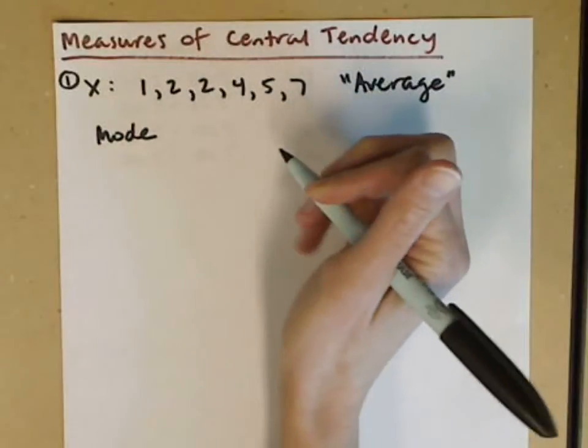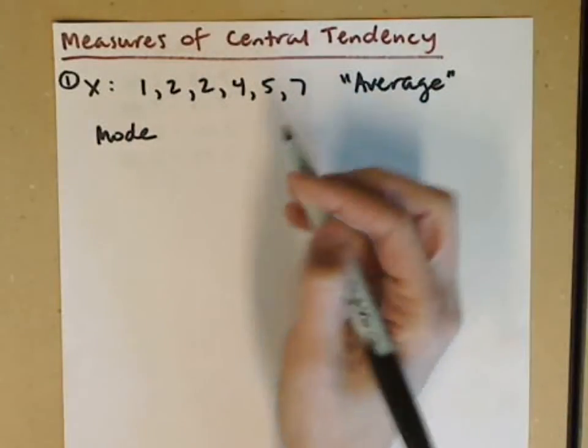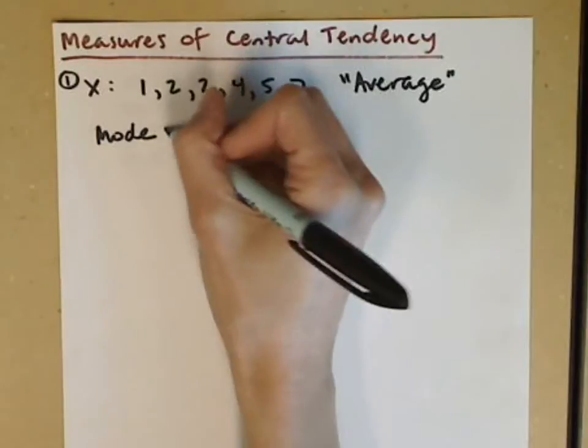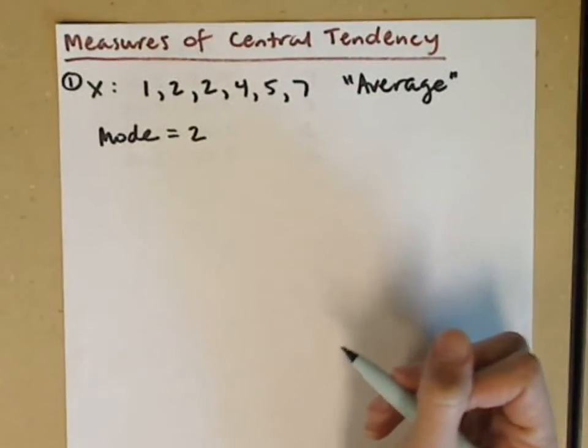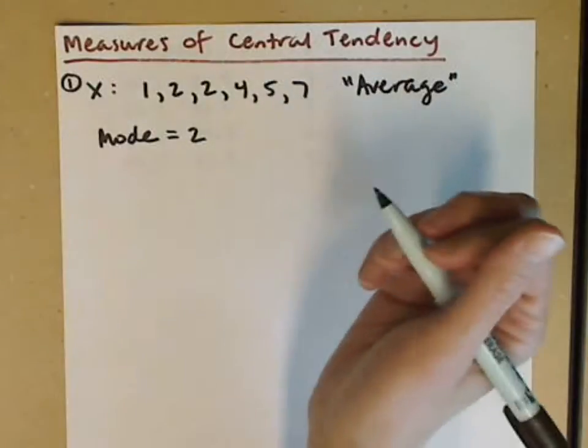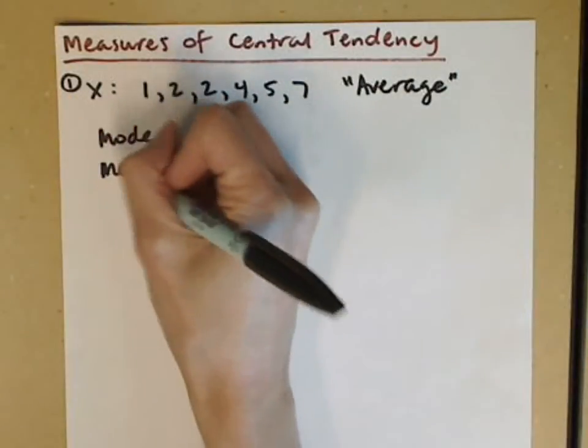The mode is the most frequent data value, and in our list the mode is equal to 2. Some distributions have no modes, some distributions have multiple modes. For the second one, let's take a look at the mean.